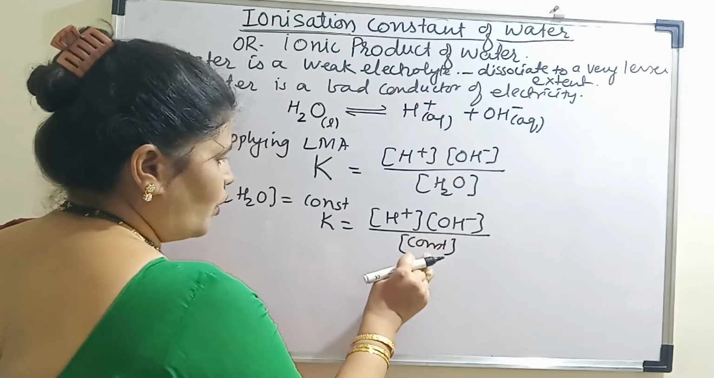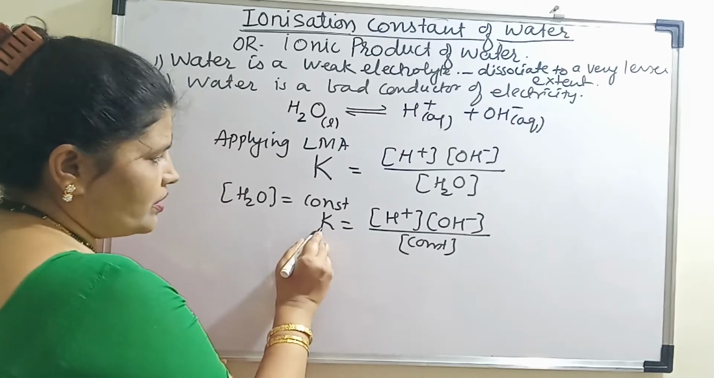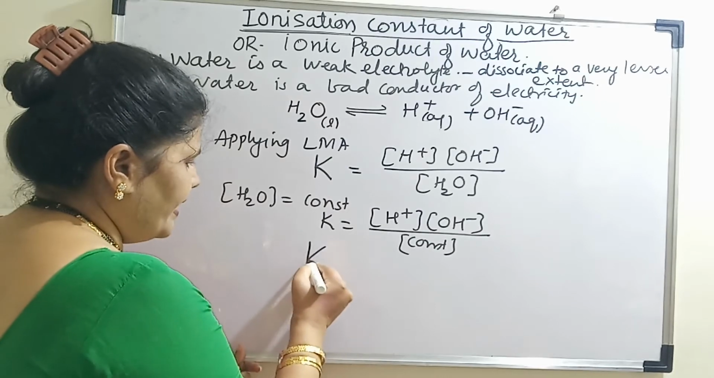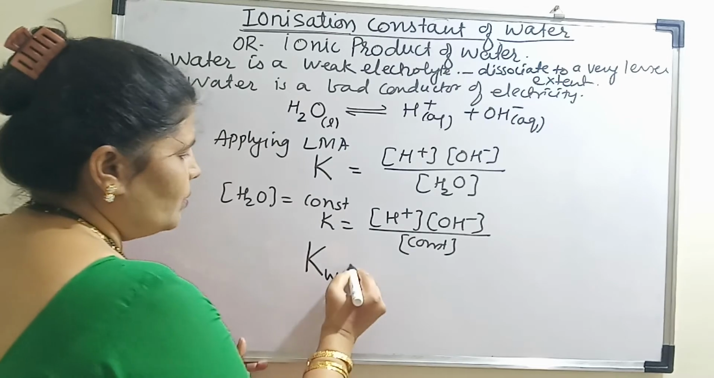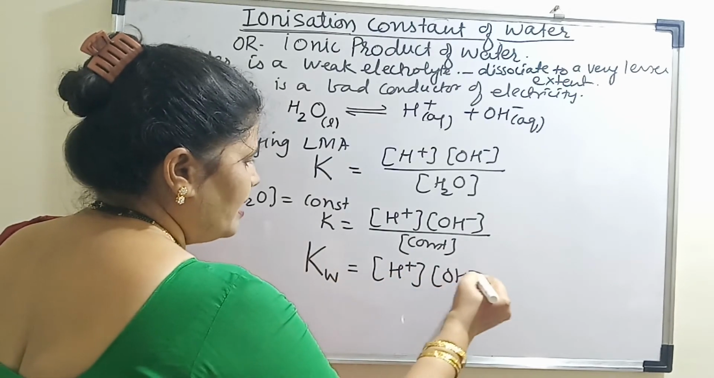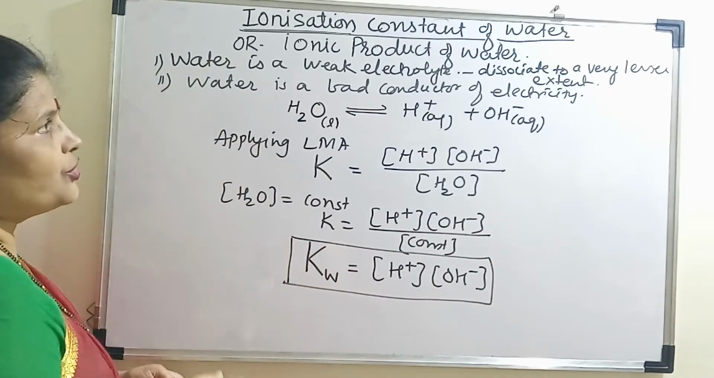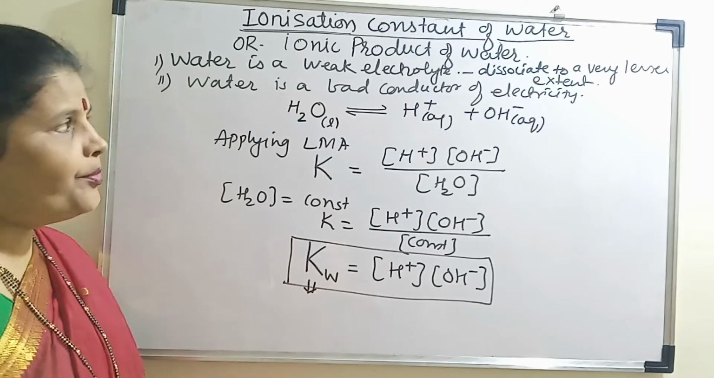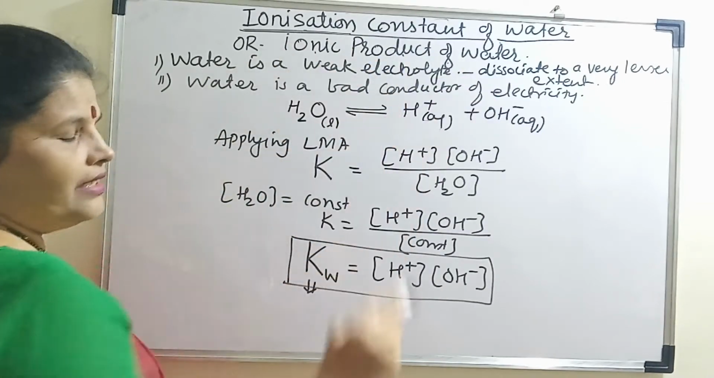Now can I take this constant to this side? So what I will get is K into constant. So constant into constant, I will get a new constant. That constant I will write as K, and as this is for water, I will mention here W, Kw is equal to H plus and OH minus ions. So this is the expression for the ionization constant of water. What is Kw, students? This is called the ionic product of water, or ionization constant.